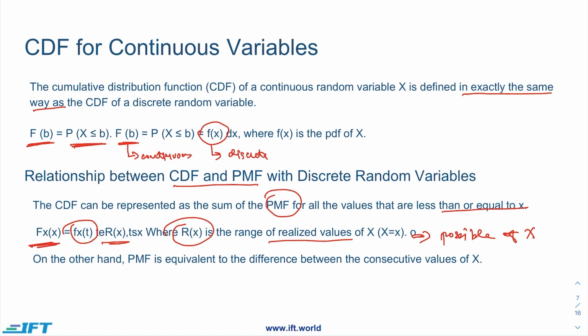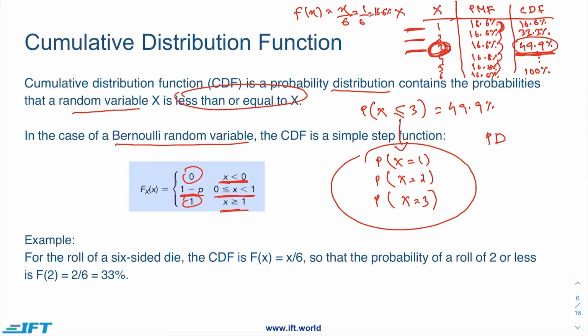for which probabilities can be calculated. On the other hand, if we have the CDF available, we can calculate the PMF using the difference between consecutive values of x. Going back to this particular example, if we had this value available and we had to calculate the PMF, we would just subtract: this would remain 16.6 minus 0 because there is no value here. Then it would be 33.3 minus 16.6, and so on. If we take the difference of these two observations, we come up with the PMF as well. So we can calculate the CDF from the PMF, and we can also calculate the PMF from the CDF using differencing.